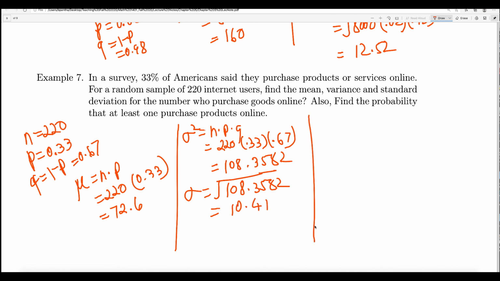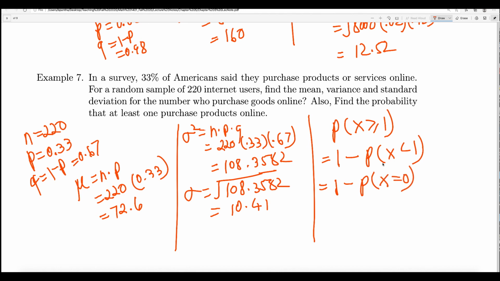And the last question it asks is to find the probability that at least one purchases the product online. Probability that X is greater than or equal to 1. At least 1 means 1 or more, right? So how do I find that? For greater than or equal to, you take the total minus the probability of X less than 1. Anything greater than or equal to 1 is the same as 1 minus the probability of X less than 1. It is just the complement, right? So it is the same as 1 minus probability of X equals 0, because less than 1 is just 0.